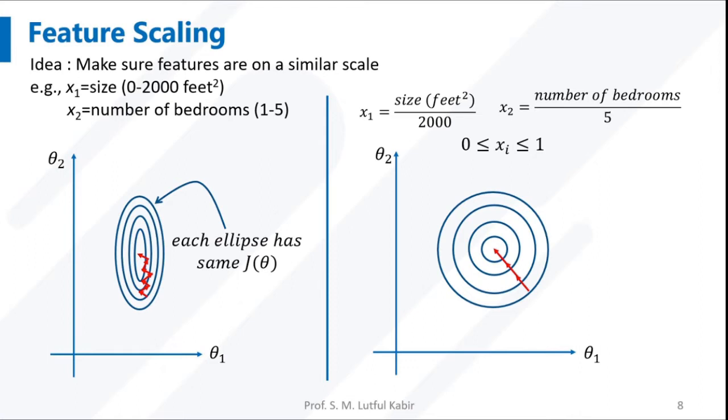So the idea is you have to make sure the features should be on a similar scale. It's not necessarily that it has to be between 0 to 1, but the range has to be very similar. If you can do that, then the convergence will be easier. So in order to start the gradient descent algorithm, the first job is to scale down all the feature data to a similar range and then start the iteration.